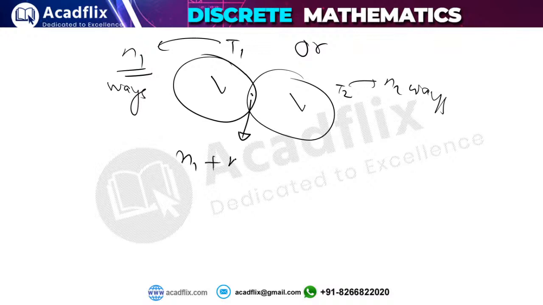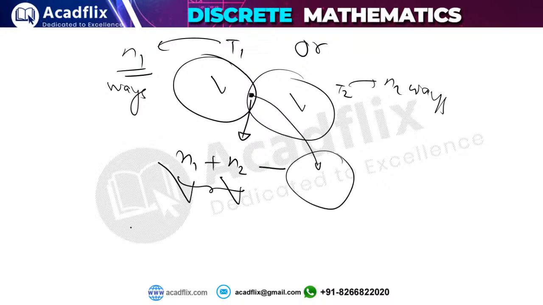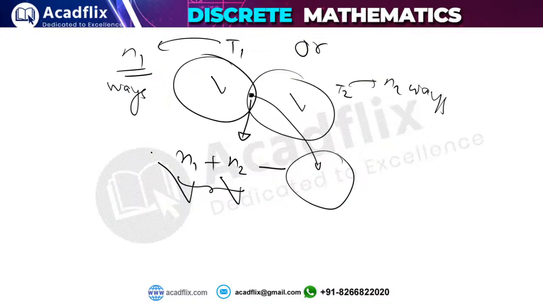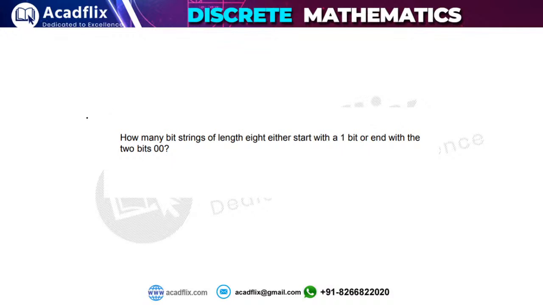So this won't be the answer. N1 plus N2 won't be the answer. Why? Because these ways, these things you have counted here and you have counted here. So these things you have counted two times, so you need to subtract them one time. So this is the subtraction rule. Try this question.